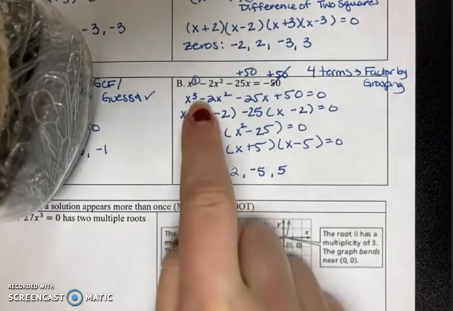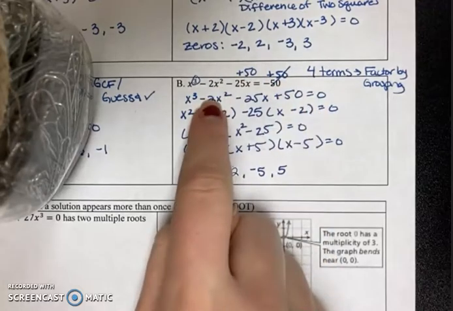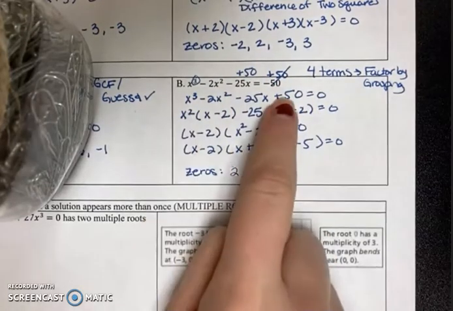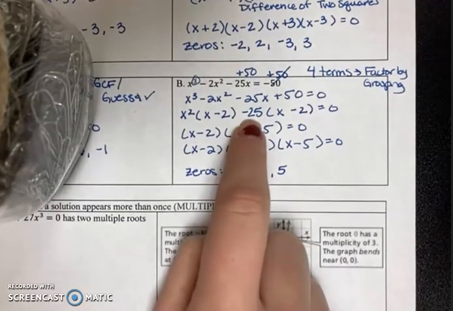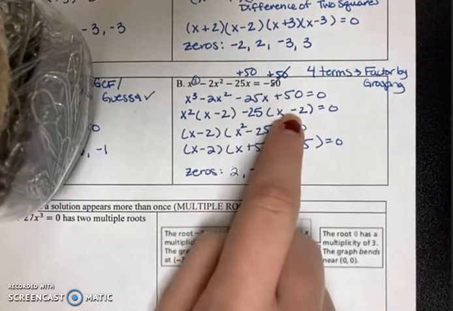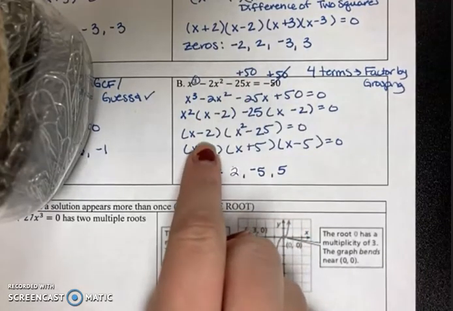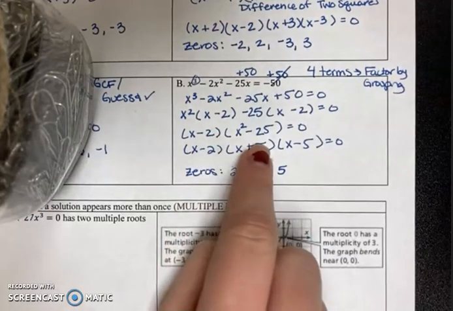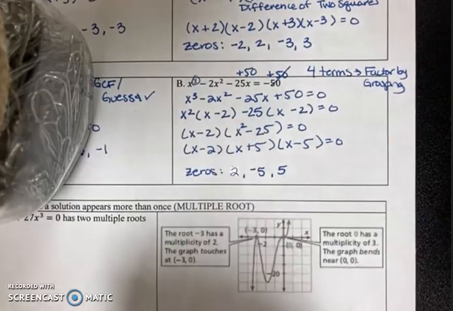When I factor by grouping, I look at the first 2 terms and the last 2 terms. The first 2 had a GCF of x squared. The last 2 had a GCF of negative 25. You have to pull out that negative because we want these to be exactly the same in parentheses. That way we can pull it out to get the x minus 2. And then in the second parentheses, we write the coefficient. So the x squared and the minus 25.